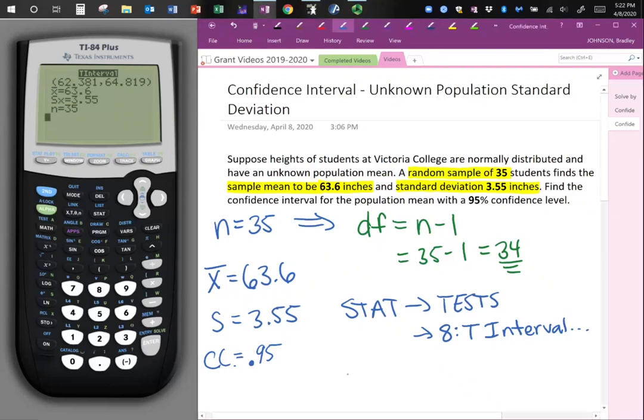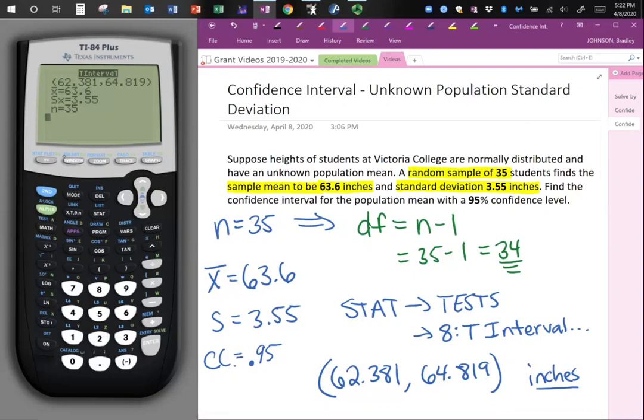And our interval has been created, 62.381, 64.819. Now the units on this, everything is in inches, so 62.381 inches, 64.819 inches. And then you can also see back, it gives you the summary of x bar, s, and n, and you could always double check that to make sure you typed in everything in your calculator correctly. So that does it with technology.